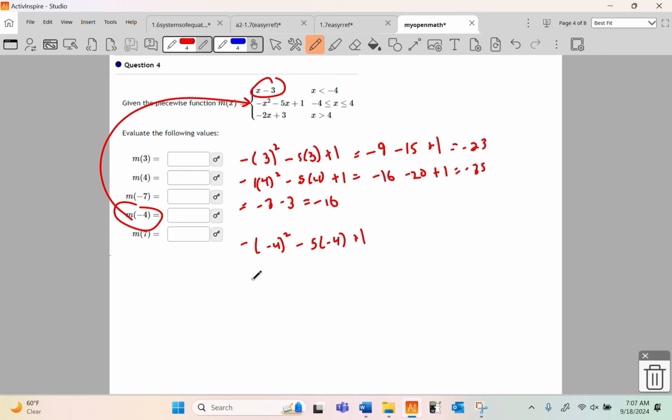Now, when you square a negative, you get a positive, but there's already a negative out front. We don't distribute the negative inside the parentheses because it has an exponent. Here we get to distribute the negative. And we end up with 5. M of 7 is going to be the last equation. It takes things bigger than 4. That's going to be -14 plus 3, which is -11. So question 4 is no big deal.